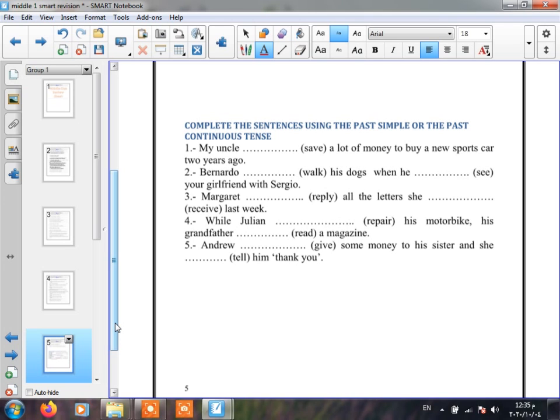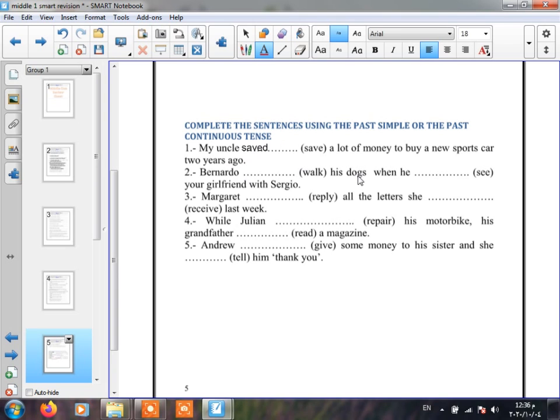Okay, so my uncle got a lot of money to buy a new sports car 2 years ago. Here I don't have a specific time. He just said 2 years ago. He didn't mention when exactly. So here the sentence will be in the past simple. So the answer will be saved. Okay, number 2. Bernardo does walk his dogs when he does see your girlfriend with Sergio.